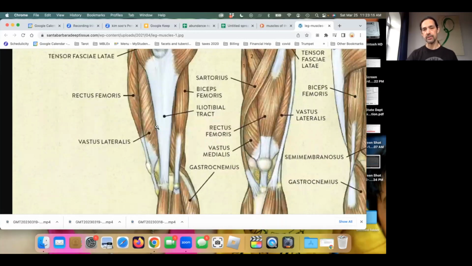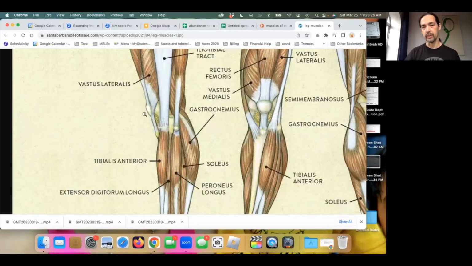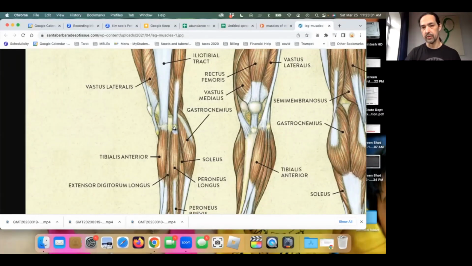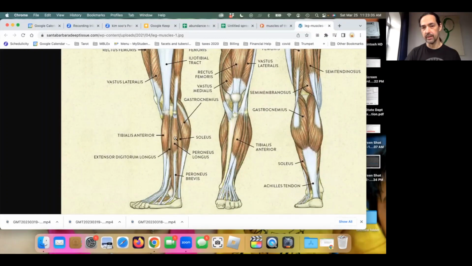You can also tell this is the side of the leg because of this big white structure here. This is the iliotibial tract or the IT band. The IT band. You can see here's a bone here. That's the patella, which is facing toward the left. There's a little bony structure here, which is the fibula. The fibula is covered by this muscle here, the peroneus longus. It's also called one of the extensor muscles. I'll look that up for you later.